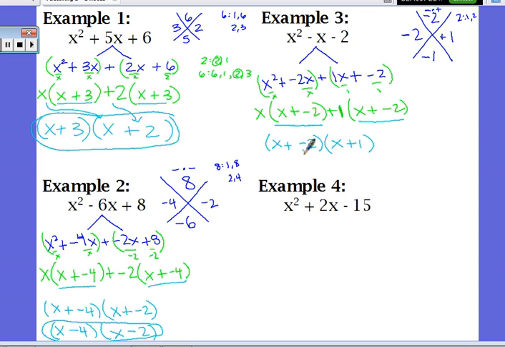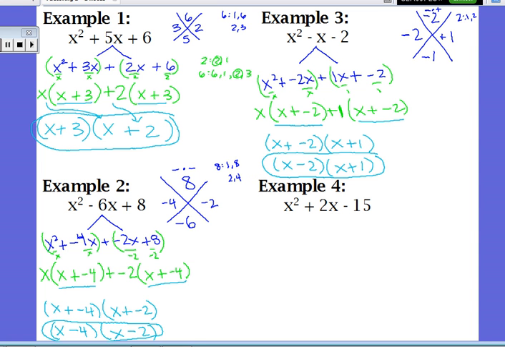Okay, so now we have to check for simplifying. So I'm going to take this x plus -2 and simplify it to x minus 2. And then the x plus 1 stays the same. And these are my two binomials. It's the complete factorization of that original polynomial.